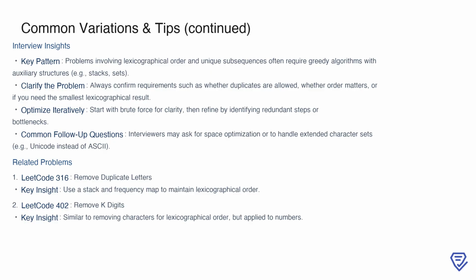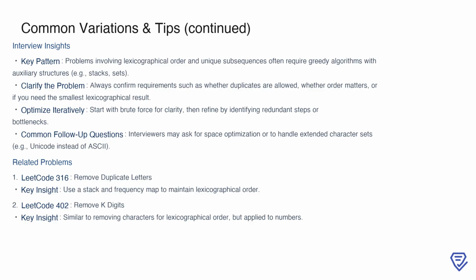Additionally, always clarify the problem requirements up front. For example, confirm whether duplicates are allowed, whether the order of characters matters, or if you need the smallest lexicographical result. Starting with a brute force solution can help you understand the problem, but it's important to optimize iteratively by identifying redundant steps or bottlenecks. Interviewers may also ask follow-up questions, such as how to optimize space usage or handle extended character sets like Unicode instead of ASCII.